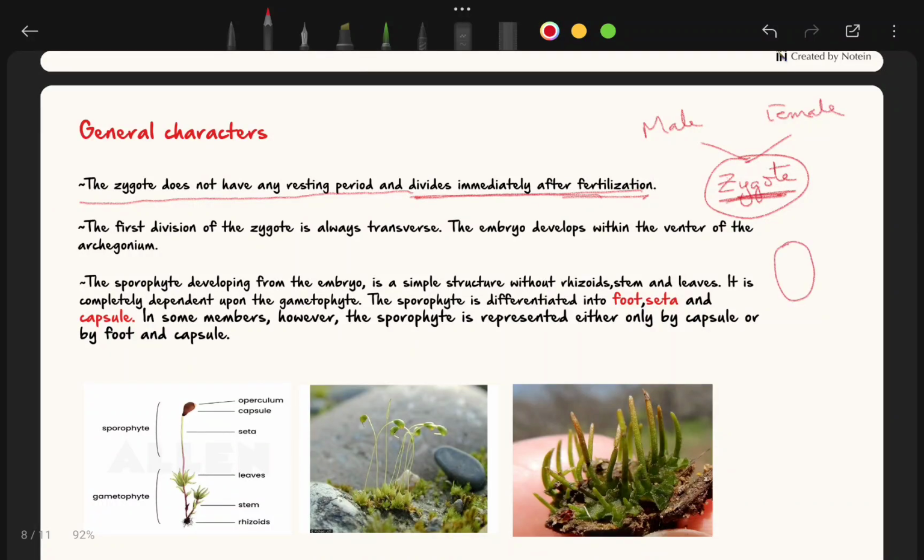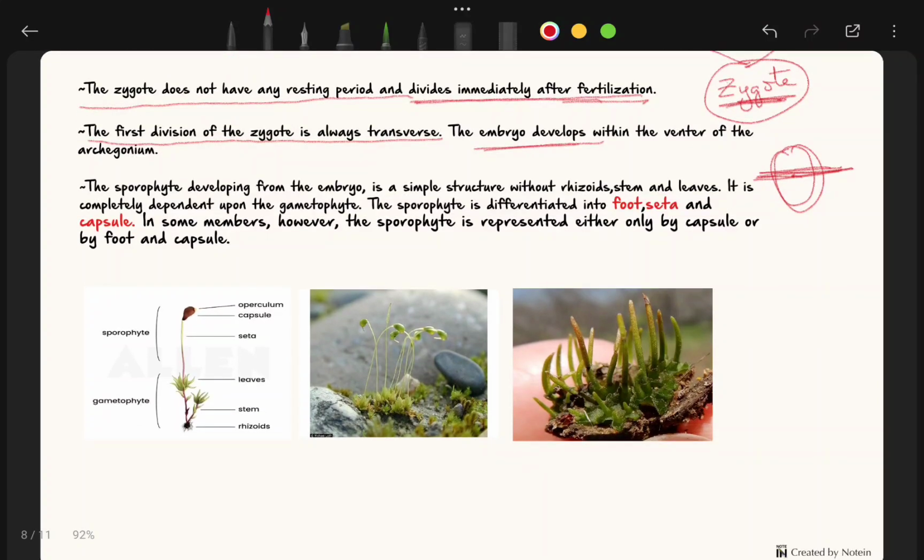One very important thing to remember is that the first division of the zygote is always a transverse division. This is also a special character of bryophytes. Then the zygote will continue to divide and produce the embryo, and the embryo will develop within the venter of the archegonium. This will give rise to the sporophyte plant body.